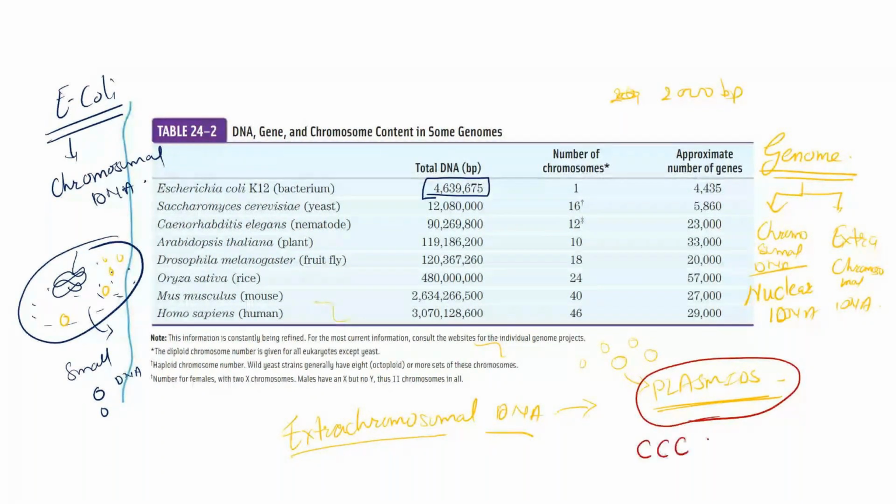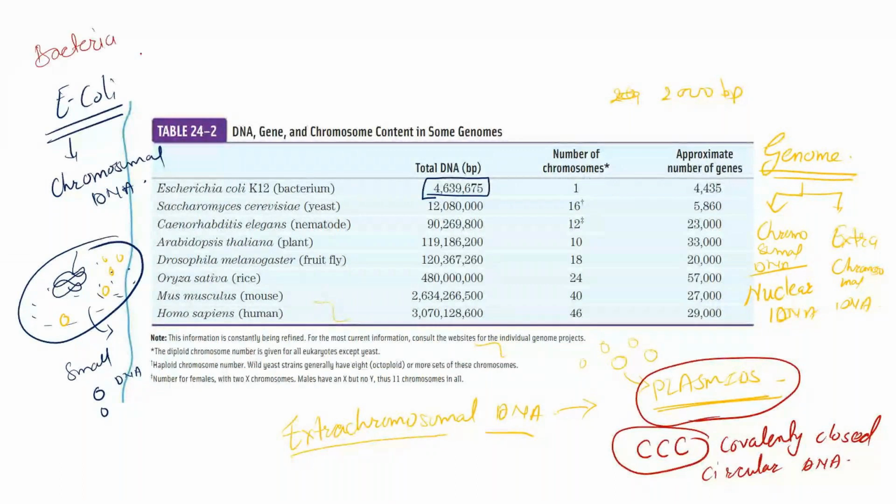So it is also defined by CCC, covalently closed circular DNA. How is it circular? Mostly it is circular. These plasmids are only present in bacteria, some yeast, and algae. Okay, so where can you observe plasmids? You can observe them mostly in bacteria, and in some yeast and algae. Most of the time we get confused.